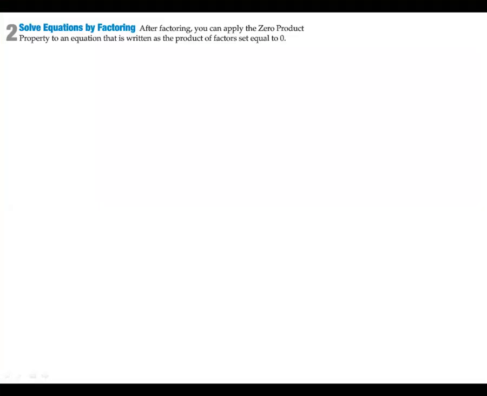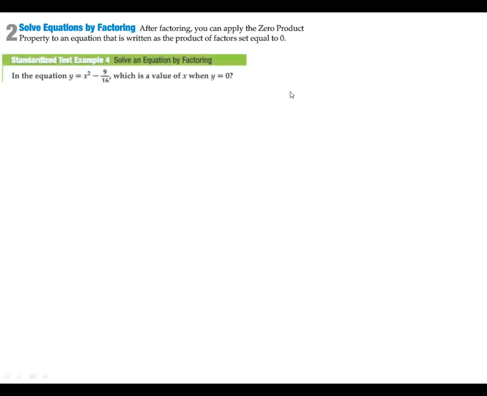All right, so let's talk about solving equations by factoring again. After factoring, you can apply the zero product property to an equation that is written as the product of factors set equal to 0. So in the equation x squared minus 9/16, what is a value of x when y is 0? So you replace y with 0 and then solve the equation.